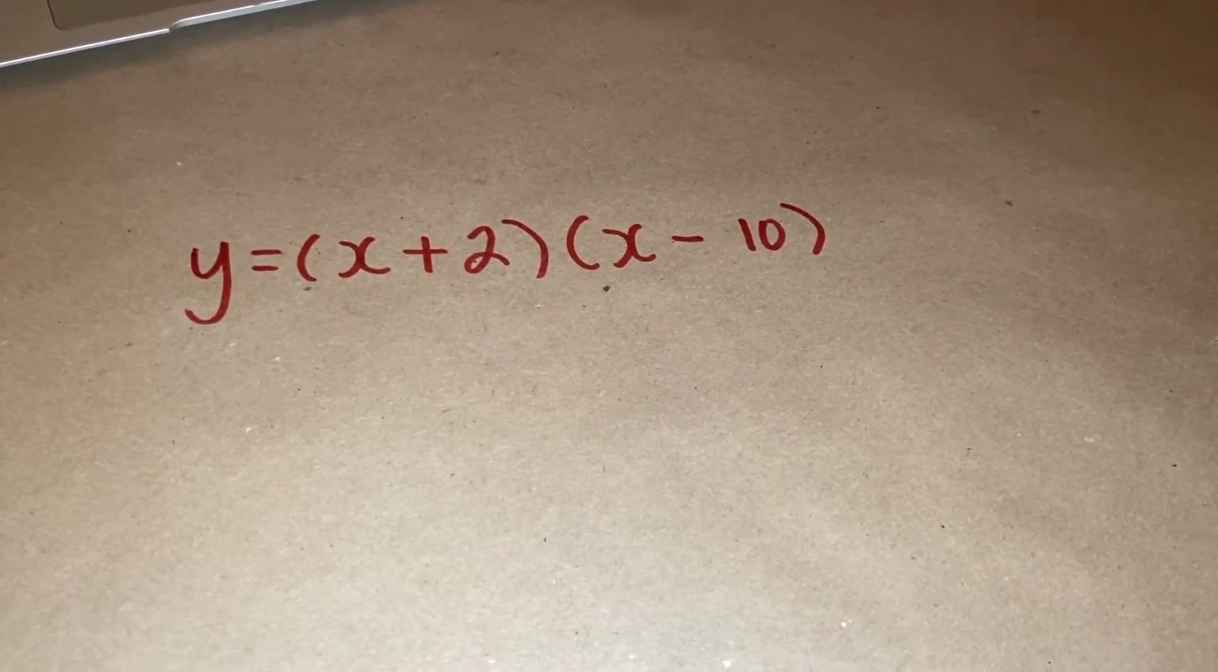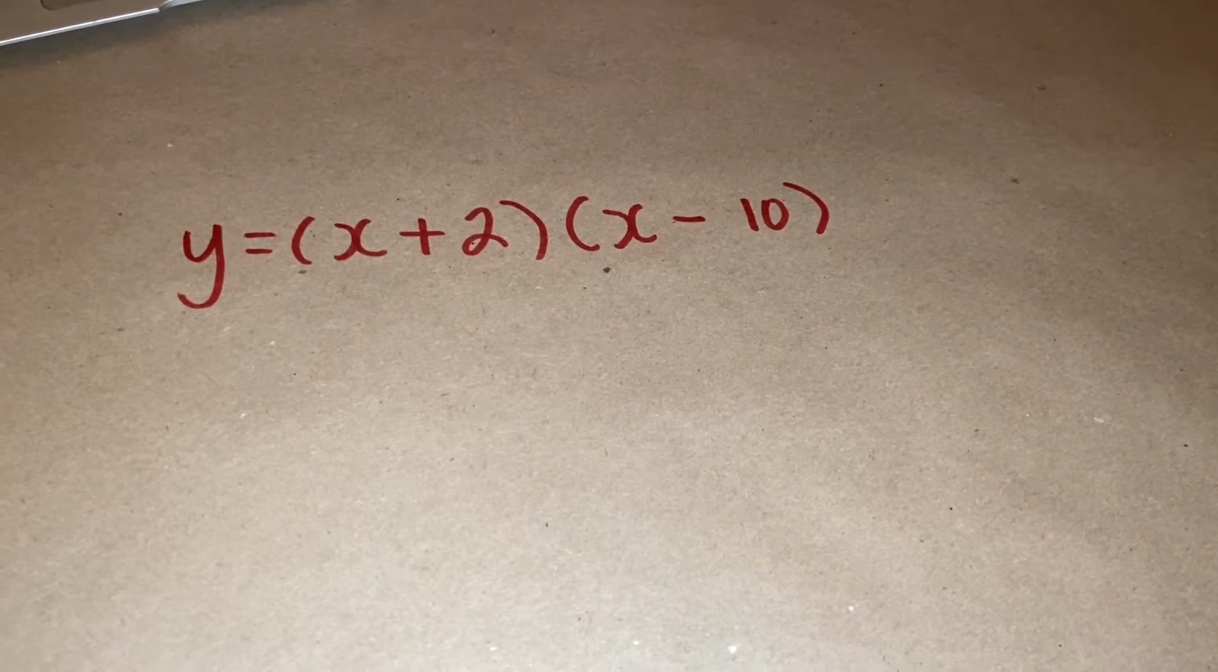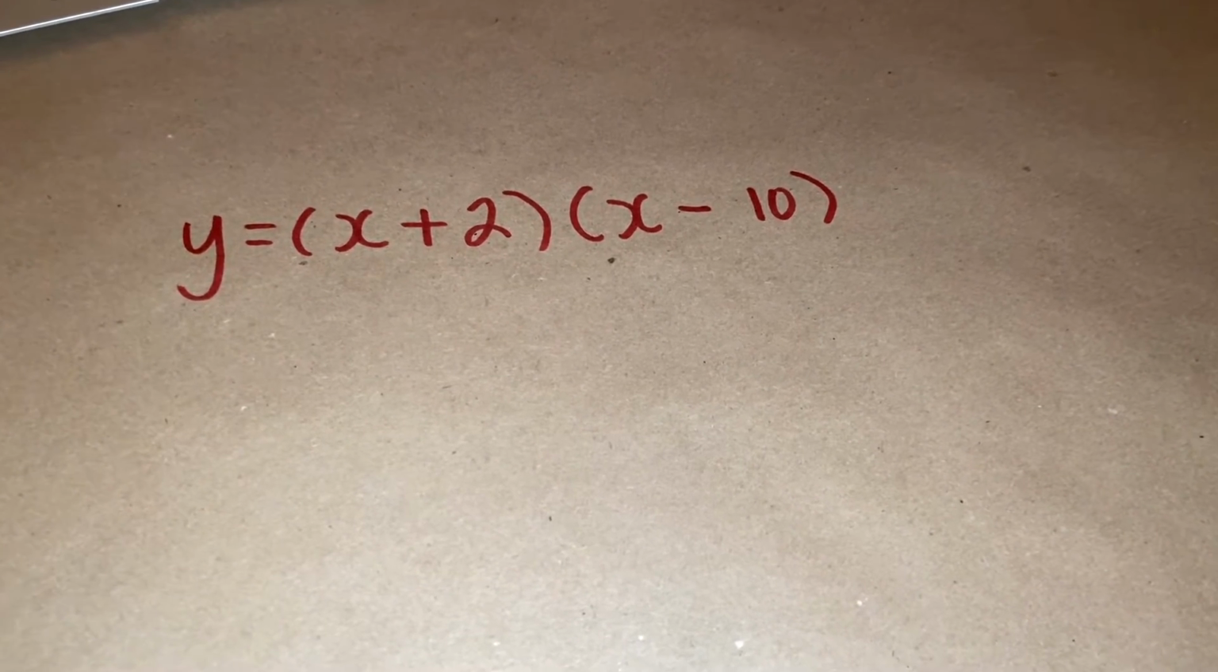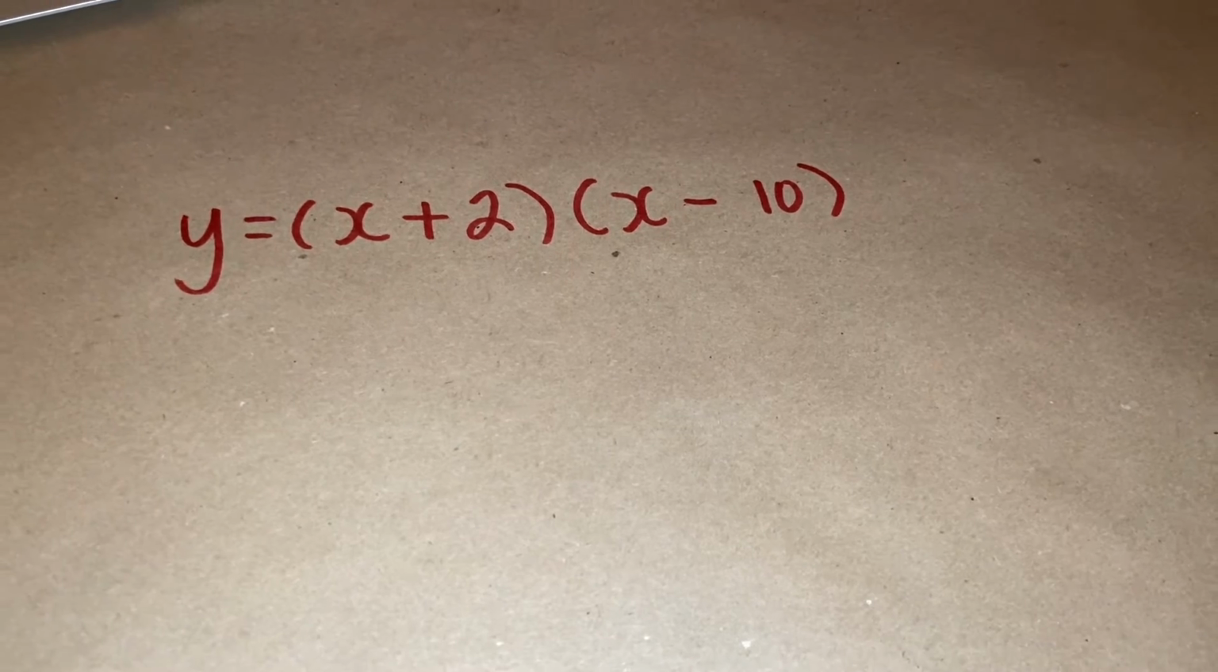I'm now going to make a video about how you can find the vertex if you're given a quadratic in factored form. So let's look at an example together. Here is my quadratic that's in factored form. Y is equal to x plus 2, x minus 10, and I'm going to graph it.